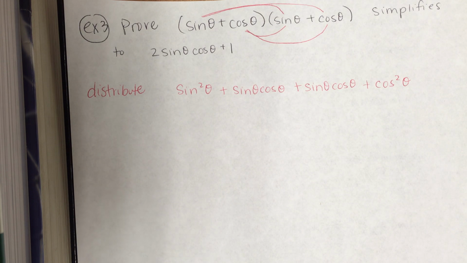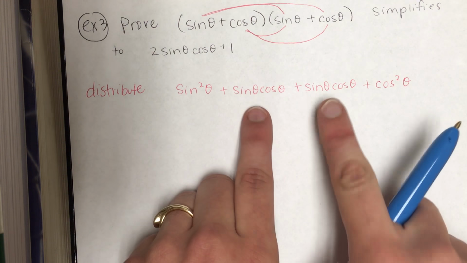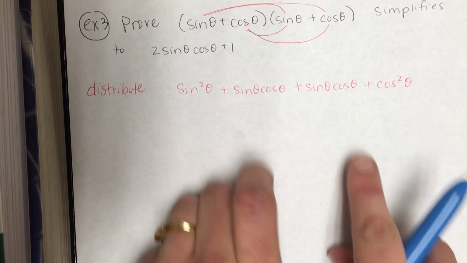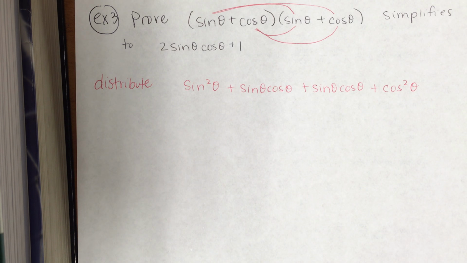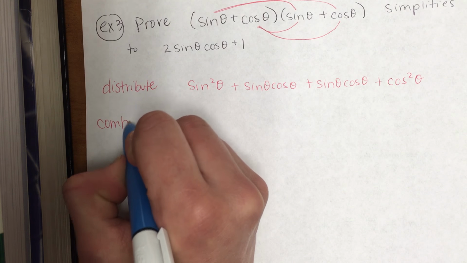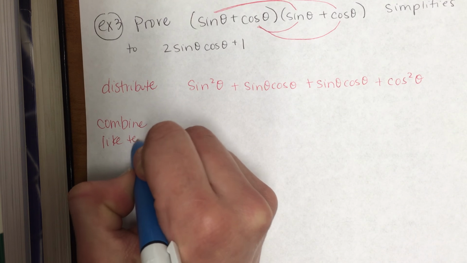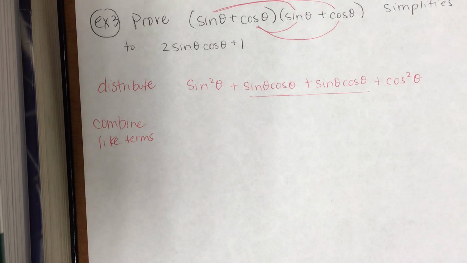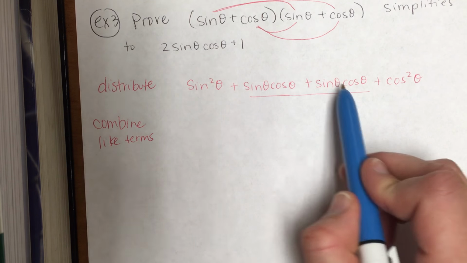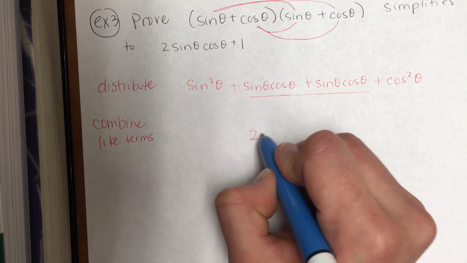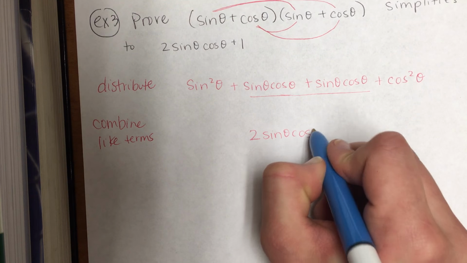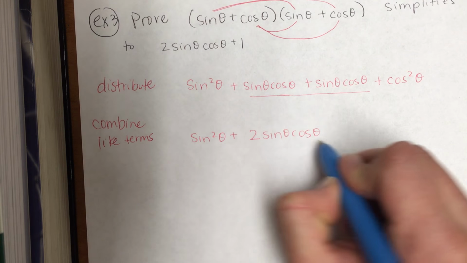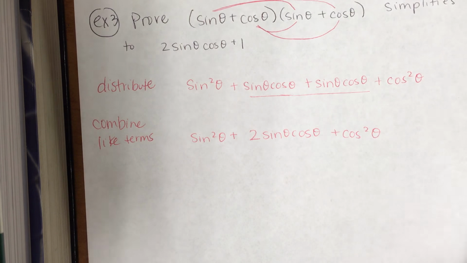This is the first time so far that we've actually had like terms. Both of these have a sine and a cosine in them. Nothing's extra squared, nothing else is going on. So I finally have like terms. So next step, combine like terms, or you can say add. So these two are like terms. I can add them together. 1 sine cosine plus 1 sine cosine tells me I have a total of 2 sine cosines. And I still have my sine squared theta at the beginning and my cosine squared theta at the end.